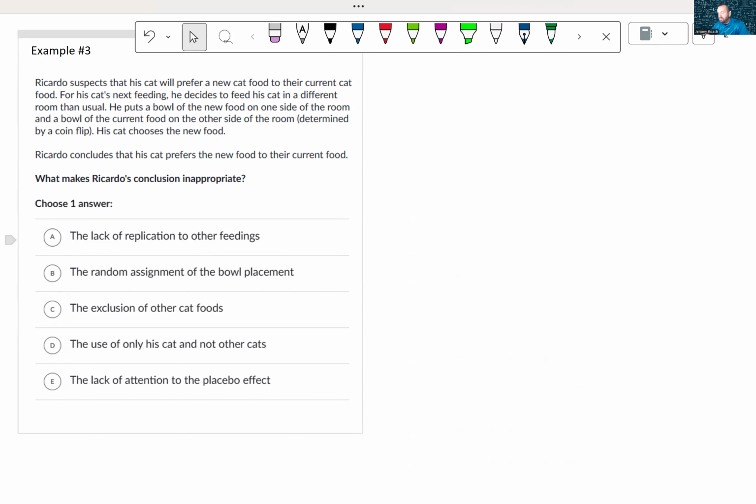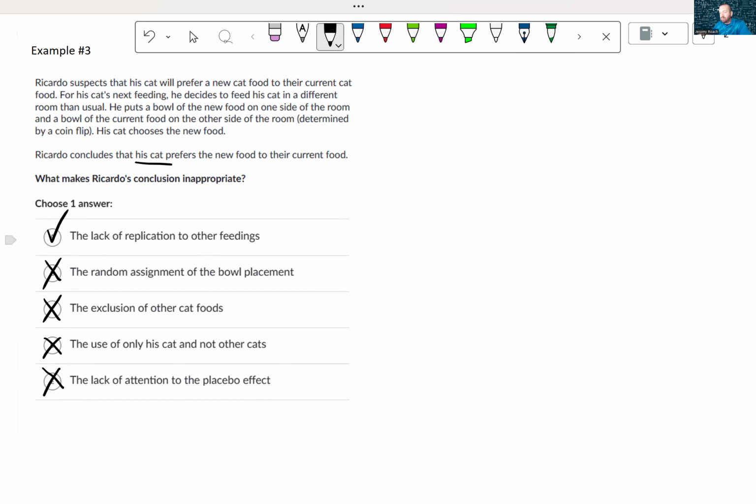The random assignment of the bowl placement, he still did it randomly, so that's not correct. The exclusion of other cat foods, no, he was just testing the original and the new, so C doesn't have anything to do with it. The use of only his cats and not other cats, well, he wants to know if his cat prefers the new food, so that's not true. And the lack of attention to the placebo effect, there's no placebo effect in this example. So A is the correct answer.